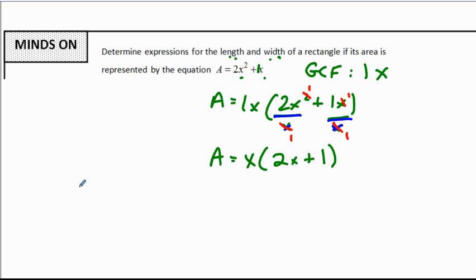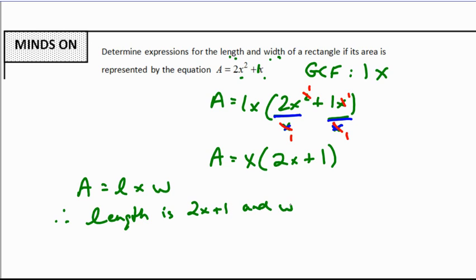So if area is length times width, then one of those is length and one of those is width. You could assume that 2x plus 1 is longer than just an x because it's at least 2x. So we could say that, therefore, the length is expressed as 2x plus 1, and the width is x. Because we just put those right from here.